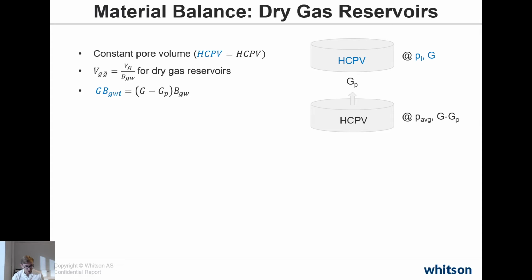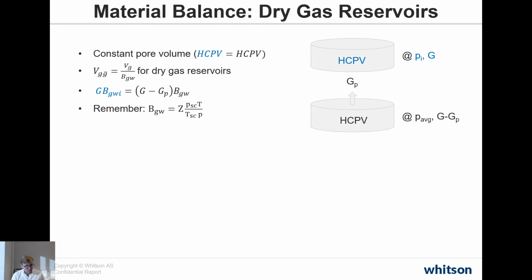the surface volume, or the so-called original gas in place, G, by the initial gas formation volume factor on the left side. And after a period of time where the pressure has been reduced and we have a new gas formation volume factor to account for that, the hydrocarbon pore volume is the same. And we also know that the remaining surface volume that we can get out of this depleted reservoir gas phase is G minus Gp.